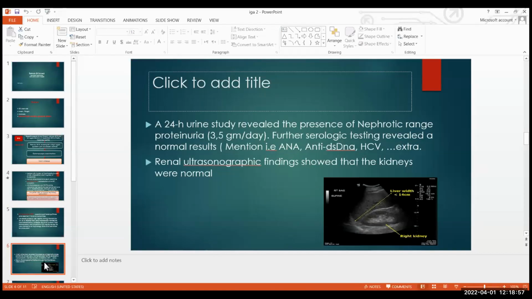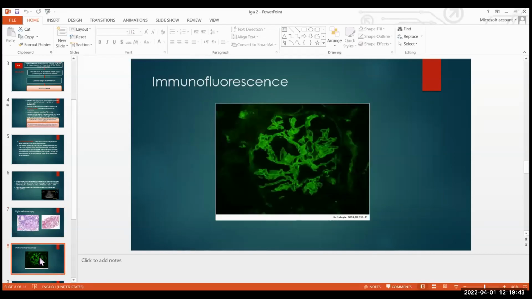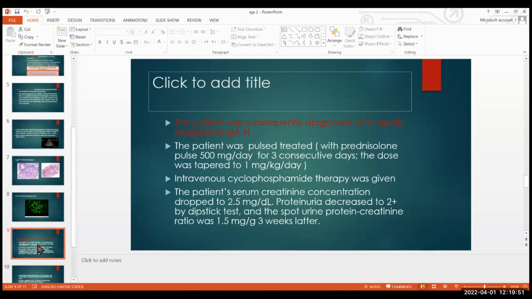24-hour urine study revealed nephrotic range proteinuria, 3.5 grams per day. Further testing in the form of serology and virology was done and all were negative. Renal ultrasound showed bilaterally normal kidneys. Renal biopsy was taken and showed 10 out of 15 glomeruli with cellular crescents, mild tubular and interstitial atrophy, with diffuse interstitial inflammatory infiltration. Immunofluorescence showed diffuse immunoglobulin A deposits. So the diagnosis was subsequently rapidly progressive IgA nephropathy associated with Crohn's disease.